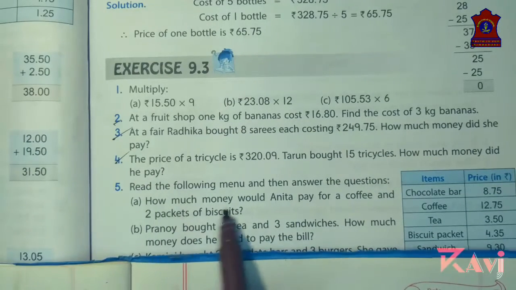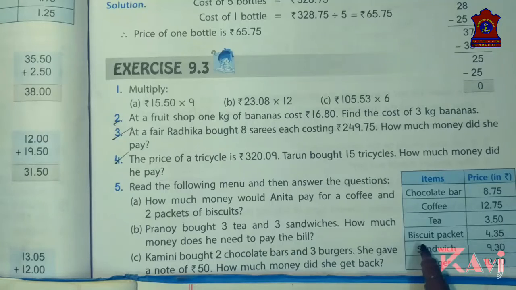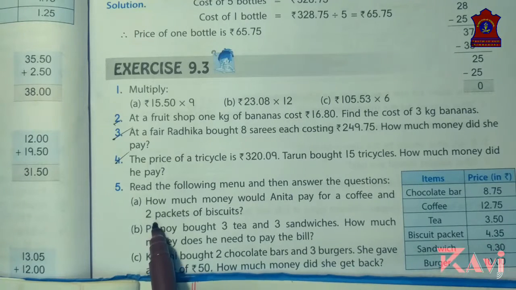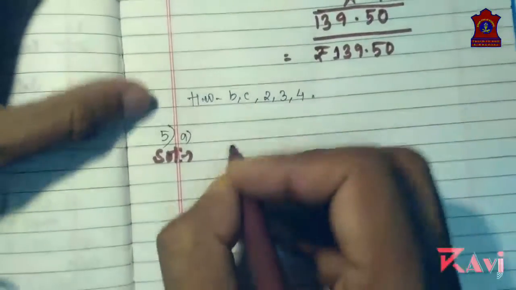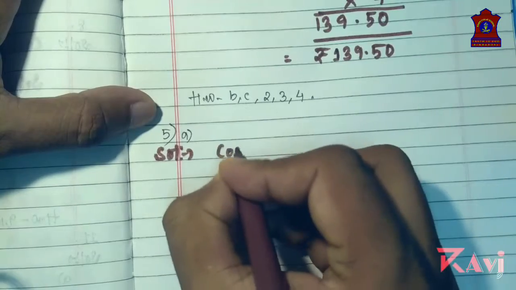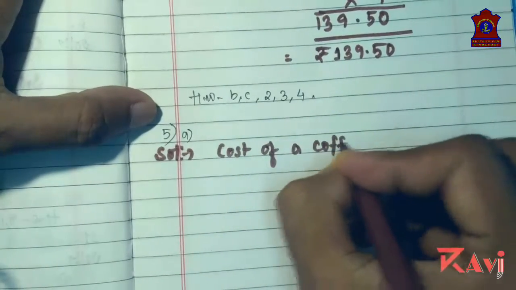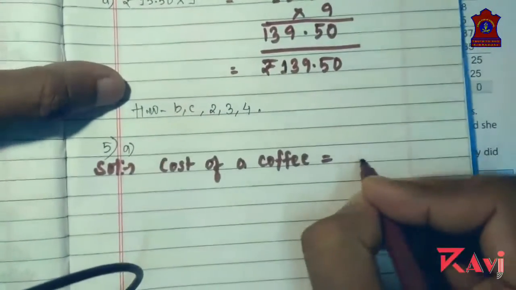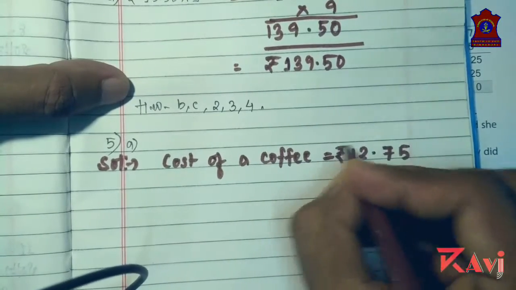Here, how much money would Anita pay for a coffee and 2 packets of biscuits? See, the price of a coffee is 12.75 and the price of a packet of biscuits is 4.35. But Anita has bought 2 packets of biscuits. So, cost of a coffee equals rupees 12.75. Clear? Put the sign of rupees here.